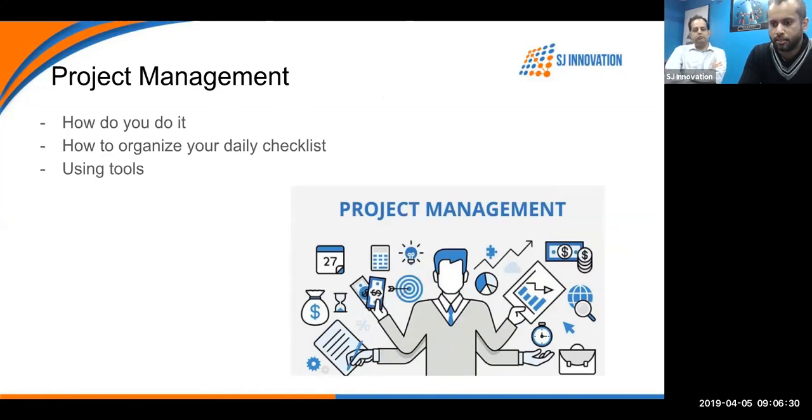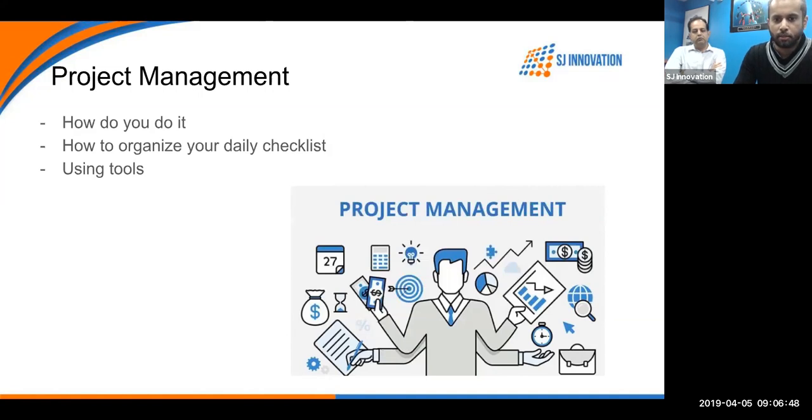How do you visualize what module you need to work on first, right? How do you know when to tell the client a deadline? How do you know when to tell the client that you cannot deliver something? So everything needs to be in one place for you to visualize. And that's where project management comes in, right?